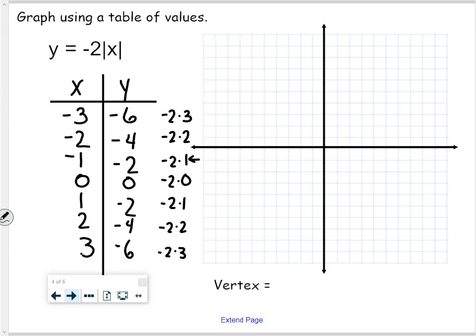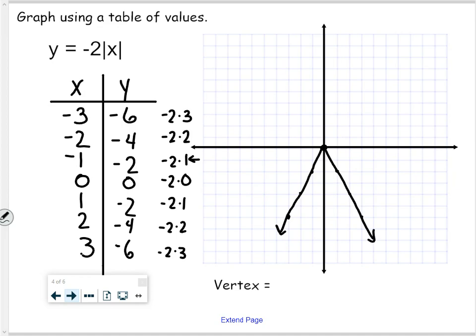When I graph these points, I want you to notice that this graph is going to still have the same shape, but it is going to look different. So -3, -6 is here. -2, -4 is here. -1, -2. I still have 0, 0, 1, -2, 2, -4, and 3, -6. So this one, again, straight sides, you could actually use a ruler, and I should encourage you to use a ruler, but when we graph this, we're going to get straight sides on all of our absolute value graphs.